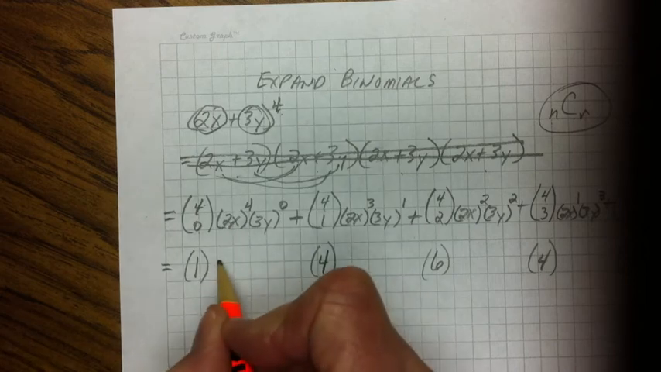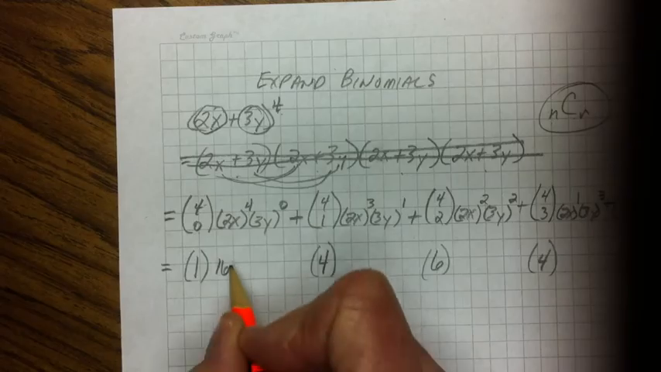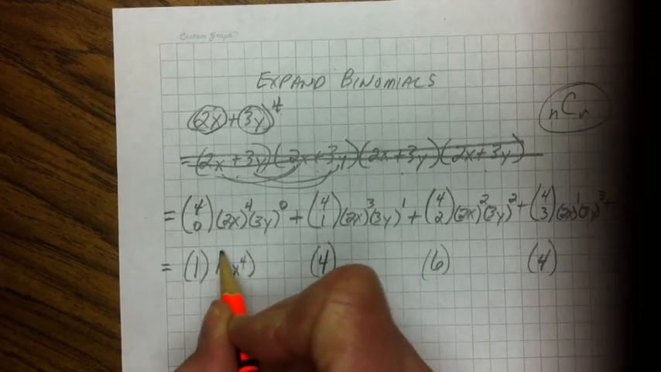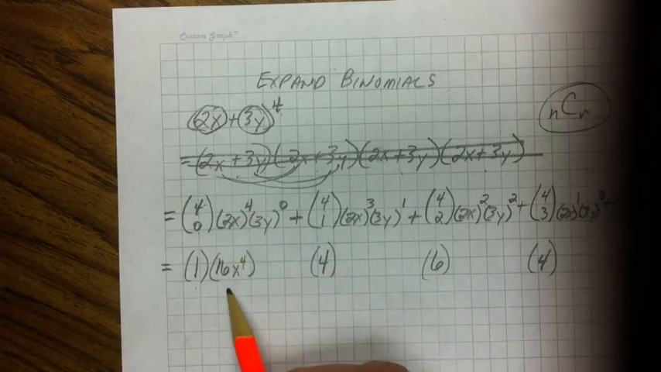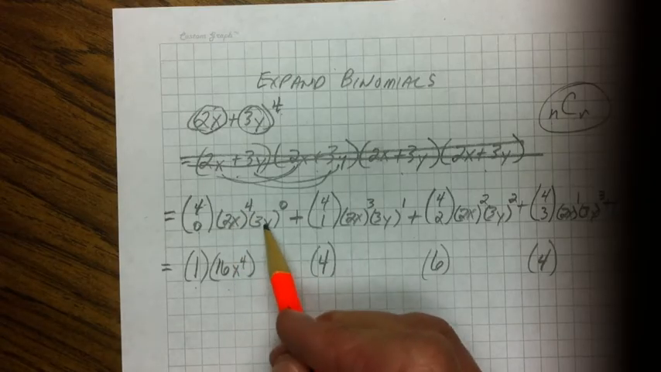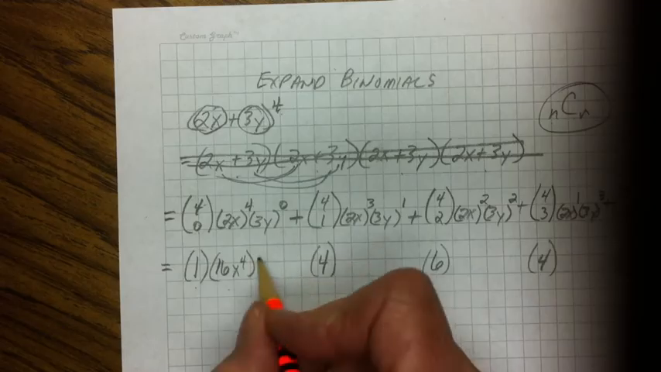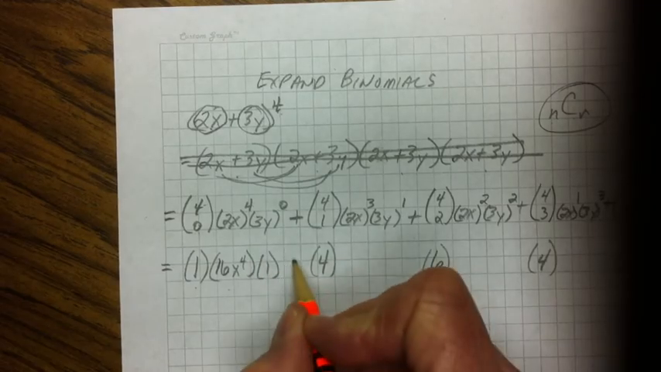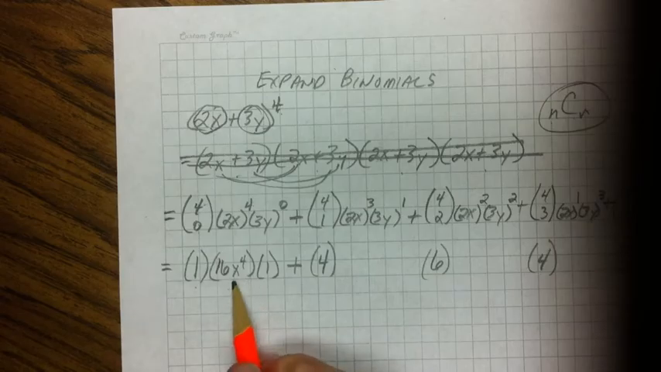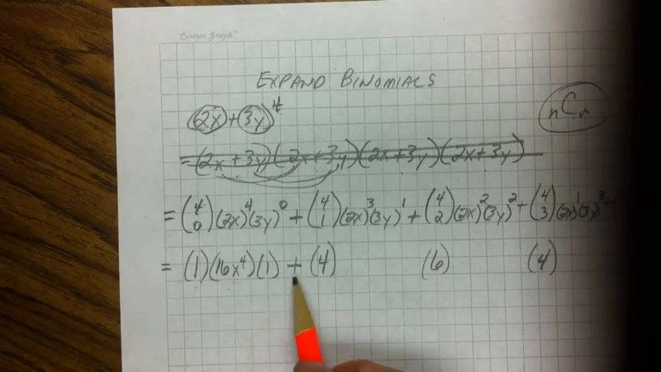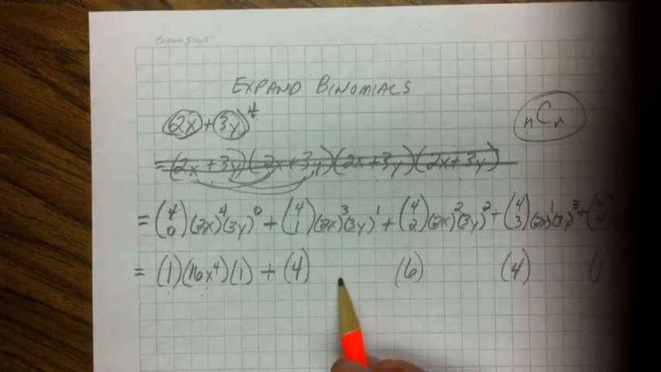So what is 2 to the 4th? That's 16. What's x to the 4th? That's just x to the 4th. So my binomial coefficient is 1. My 2x raised to the 4th is 16x to the 4th. And my 3y raised to the 0, well, anything raised to the 0 is 1. Next comes my plus sign. So I have 1 times 16x to the 4th times 1. That's my first term. Plus, and then I do it again over here.